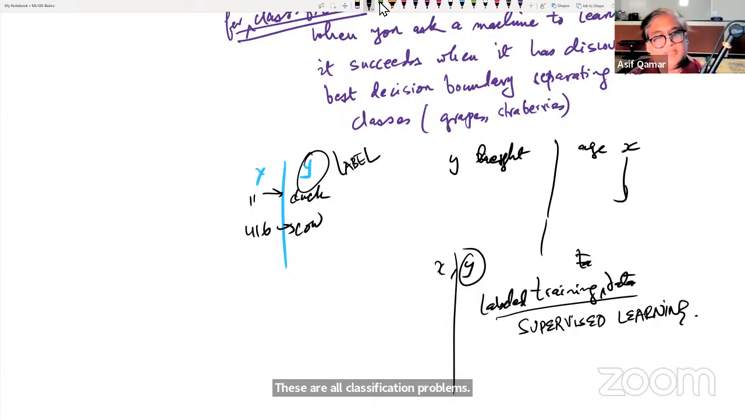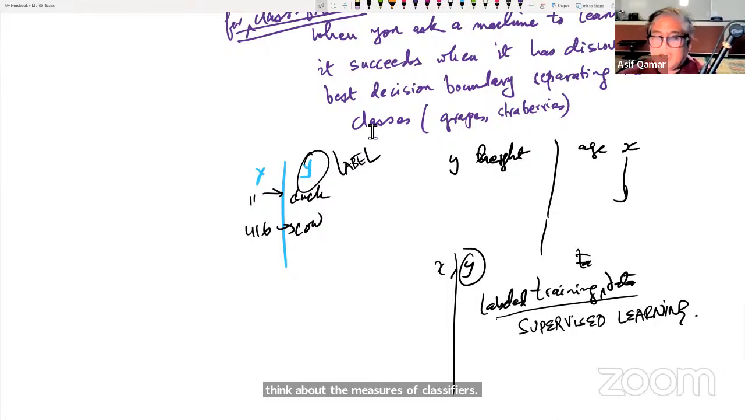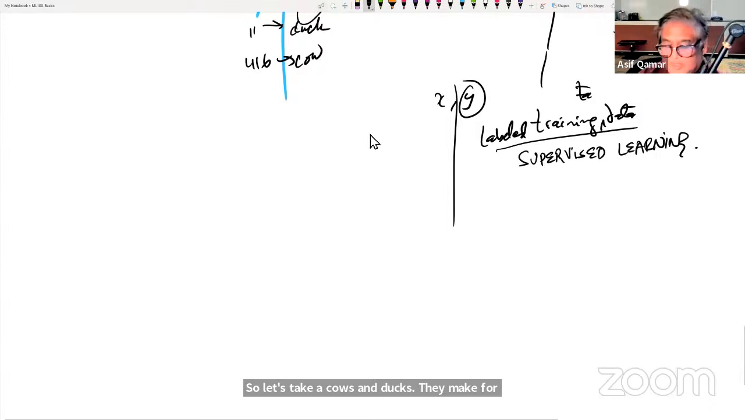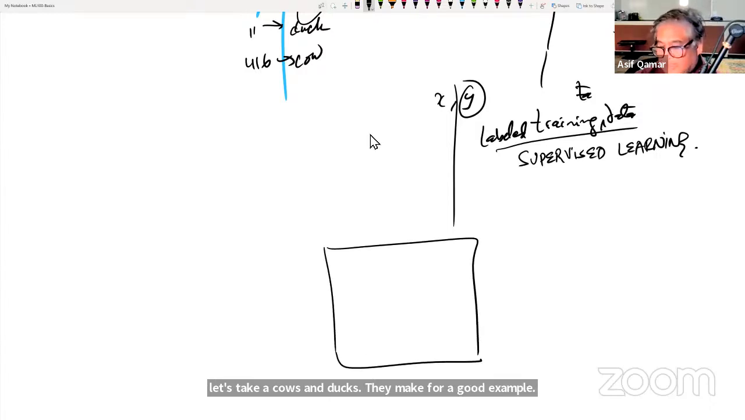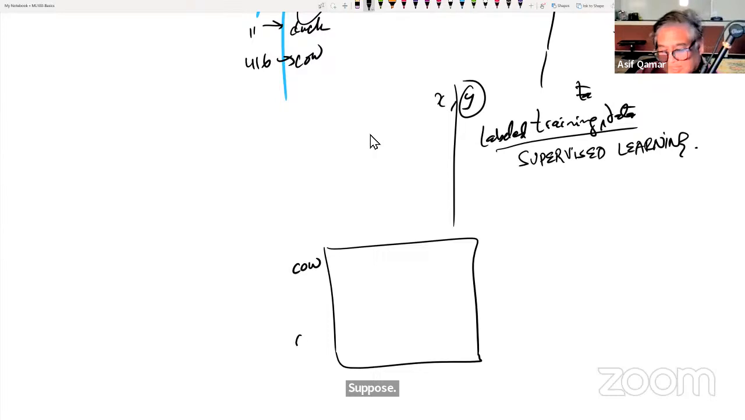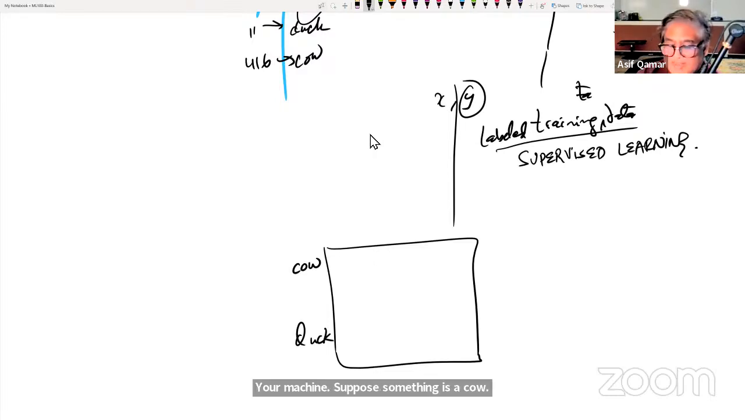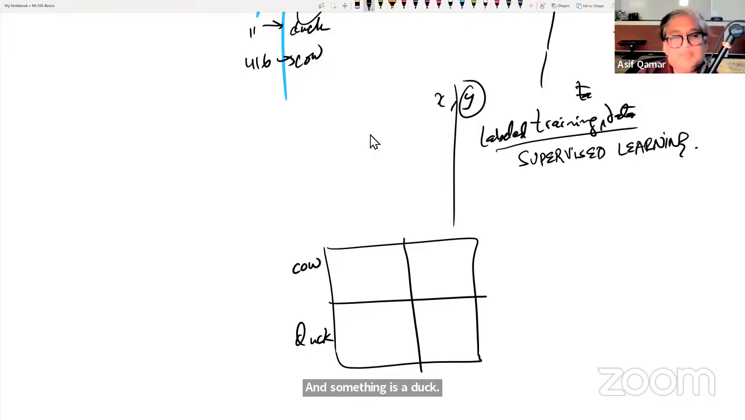So now let's think about the measures of classifiers. How would you know that a classifier is good or bad? Let's take our cows and ducks. They make for a good example. Suppose something is a cow and something is a duck, and your machine makes a prediction. Let's say that there are 100 cows and 100 ducks, just for the sake of argument. This is the real number. Now, let us say that your machine is able to predict 80 of the cows as cows. So this is the prediction, cow hat and duck hat.